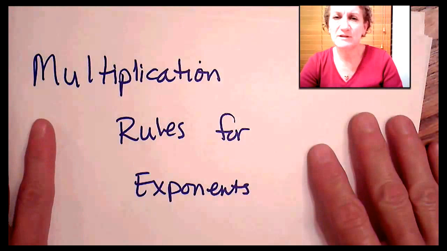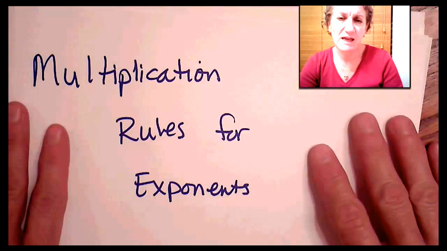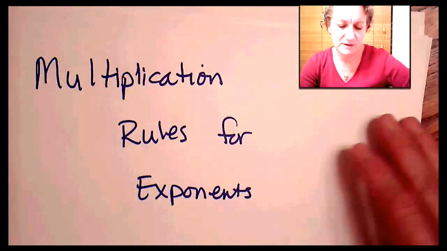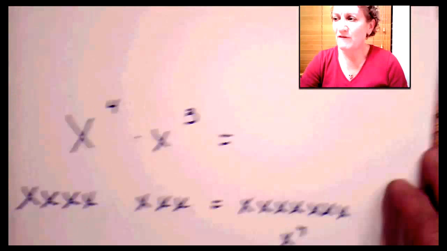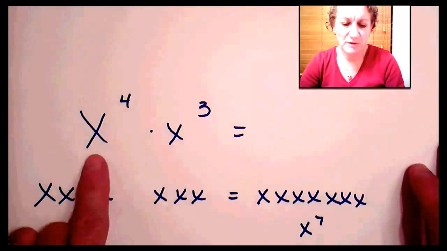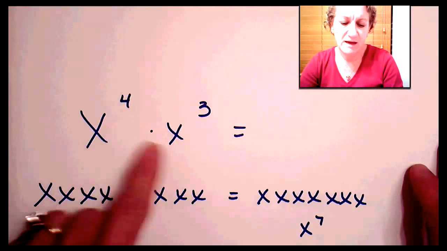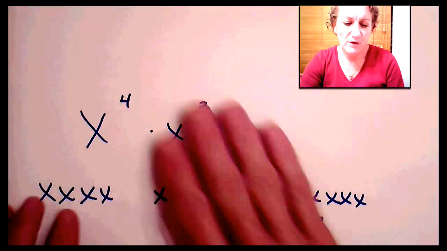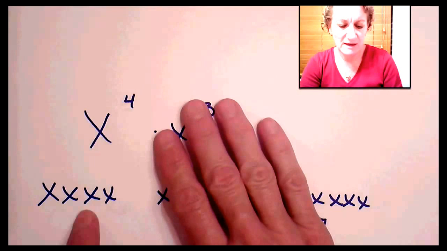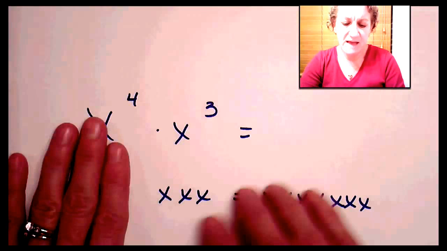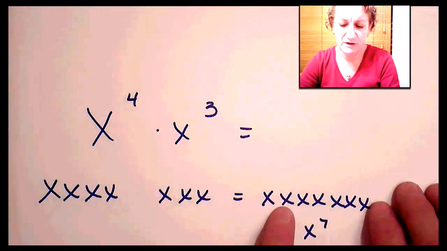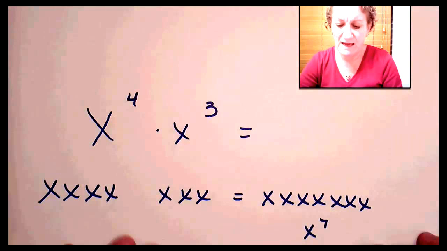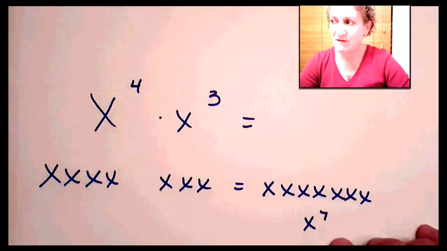Today's video is a paper slide video, and this is about the multiplication and division rules for exponents. When you have exponents and you're trying to multiply them, it's something like x to the fourth times x to the third. So x to the fourth looks like this. It's x times x times x times x. X to the third looks like this, and when you multiply them together, you just put those together and you get 1, 2, 3, 4, 5, 6, 7 x's, and that becomes x to the seventh.